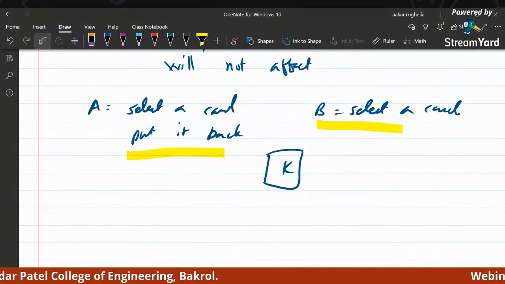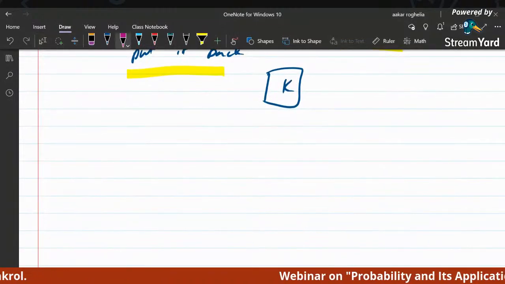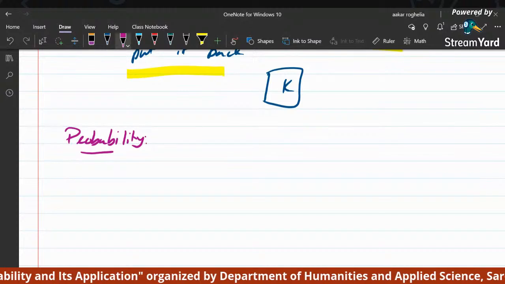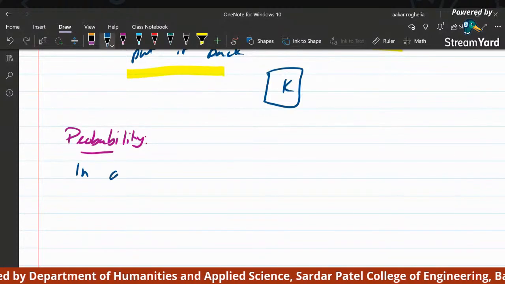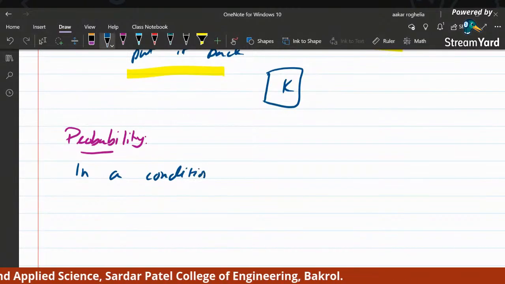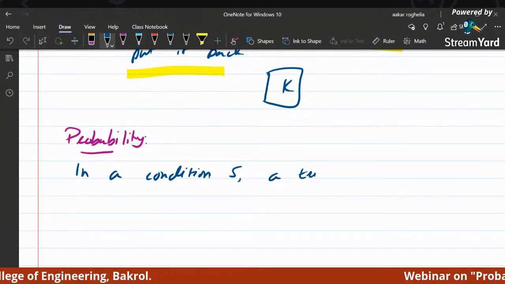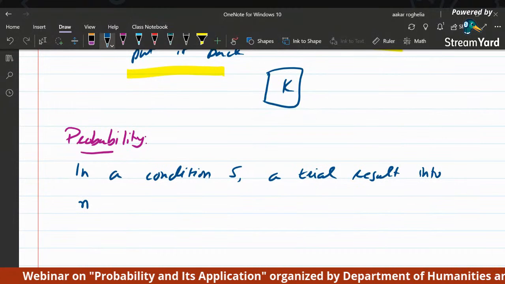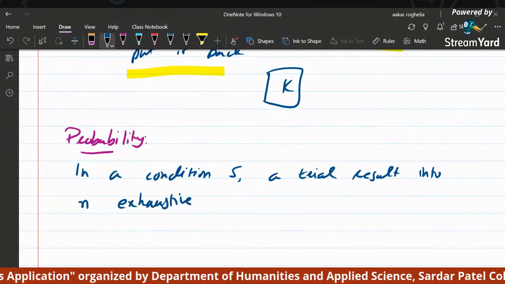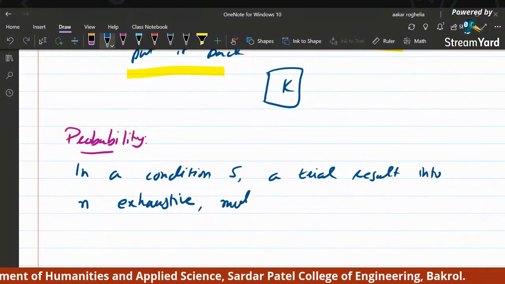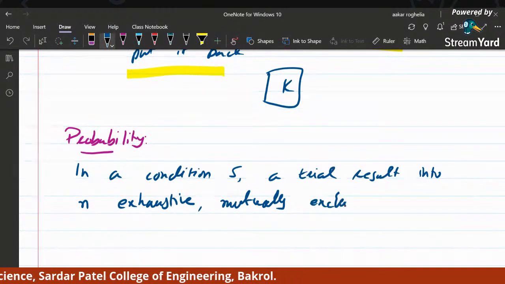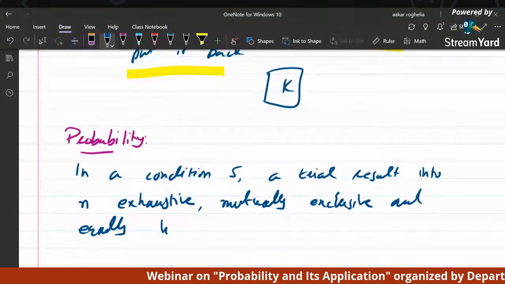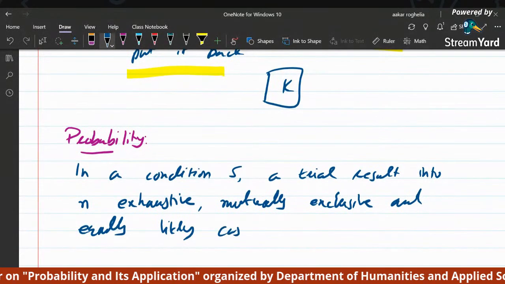So, talking about all these things, now I can write the exact, the theoretical definition of probability. What does this definition say? In a condition as we always do a trial, a trial results into exhaustive, mutually exclusive, and equally likely cases.